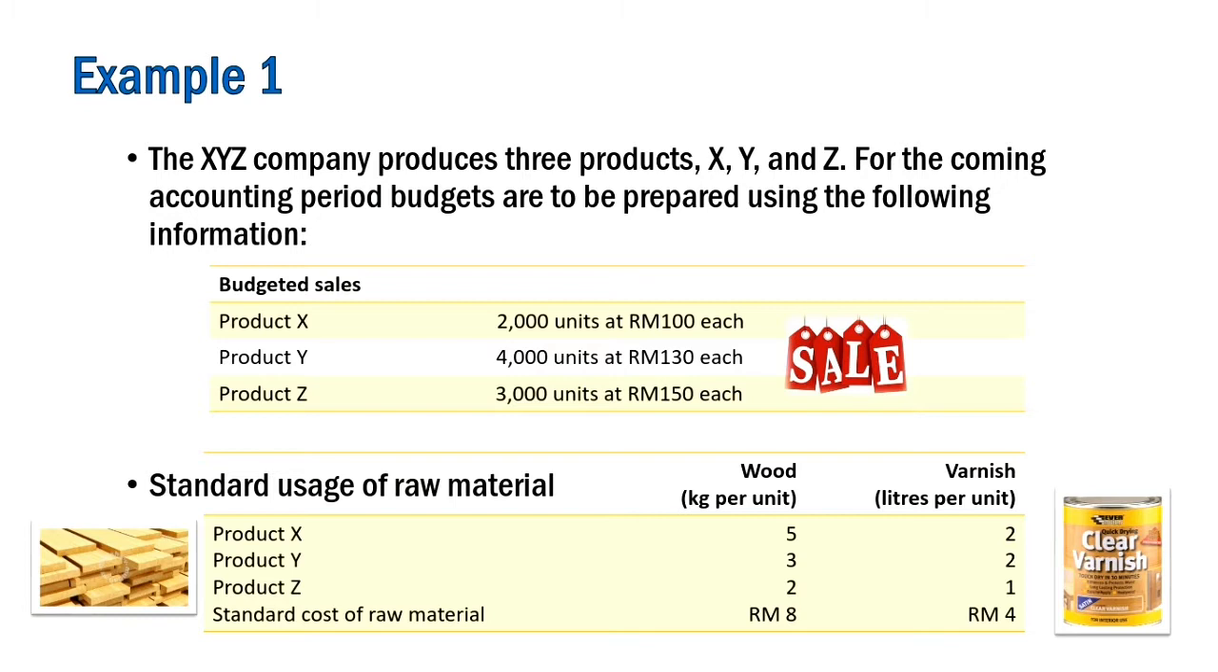Okay, so wood and varnish have a standard cost when we require them in production. To use them in production, we have to pay the cost. And the cost of wood per kilogram is 8 ringgit. The cost of varnish per liter is 4 ringgit.